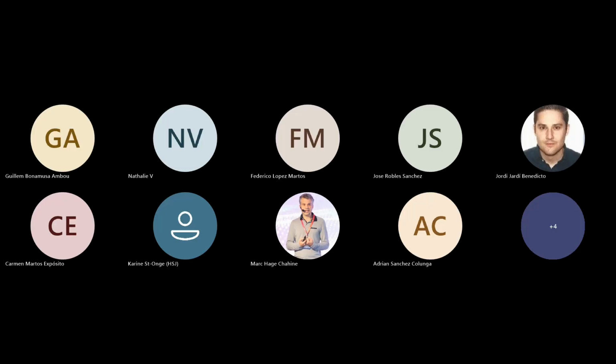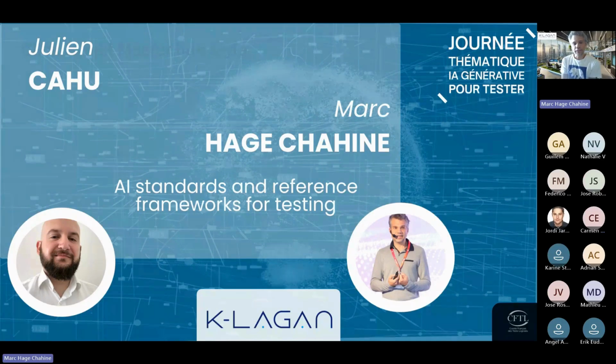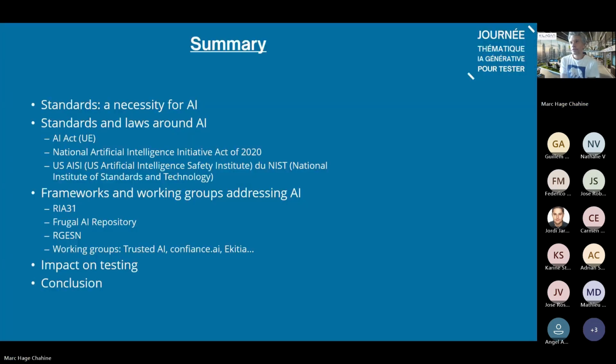For being there. We are going to talk about AI today and AI standards and reference frameworks and their impact on test and quality. So we will start with the fact that we need a standard for AI, and then I will present you the AI Act and the NAIIA, the National Artificial Intelligence Initiative Act. It's like the AI Act, but for the US, and you will see that there are a lot of differences. And then I will introduce some frameworks and working groups addressing AI before starting to talk about the impact on testing.